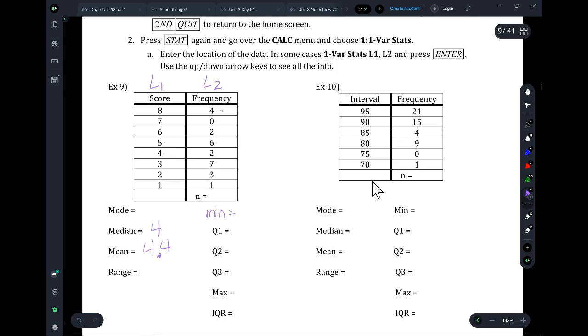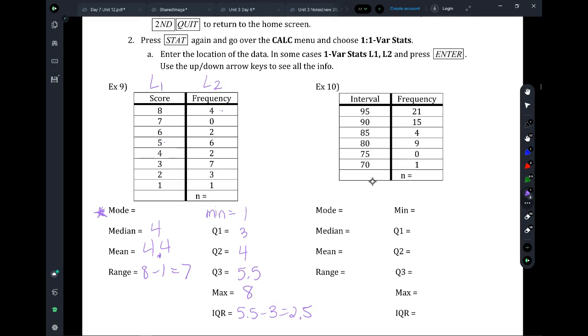I don't know where that is, but that means it's not in your packet either, so write that in. 3, 4, Q3 is 5.5, our maximum is 8, and now that we have all those numbers, we can figure out our range is 7, our interquartile range, oh, that should be a minus, not an equal sign, sorry, 5.5 minus 3 is 2.5, and now let's talk about mode.